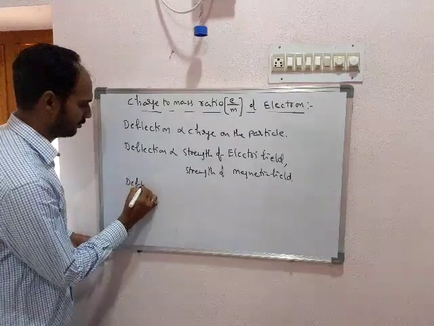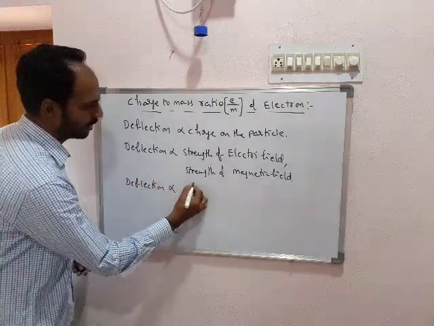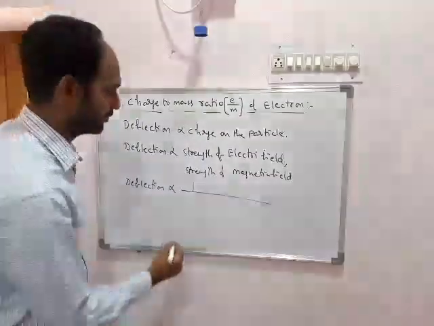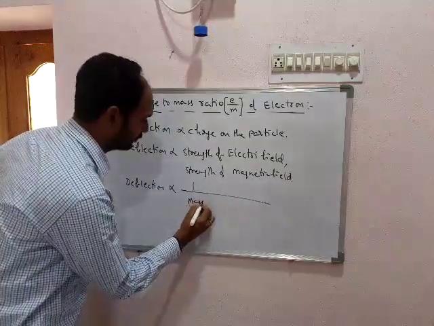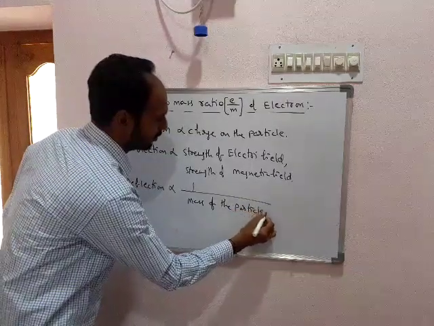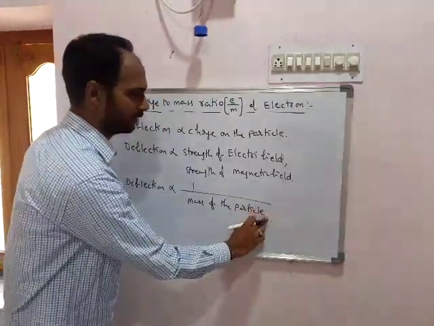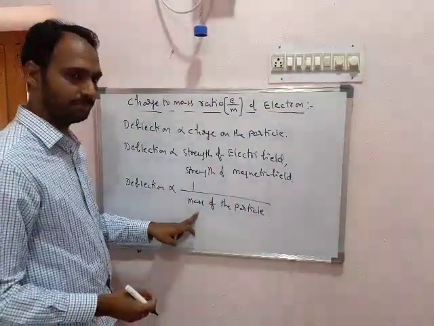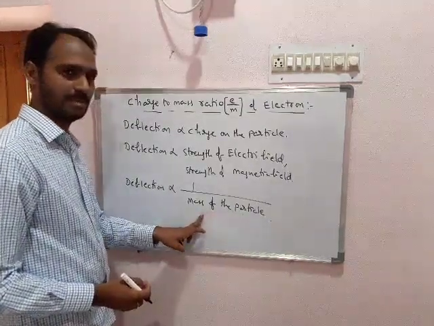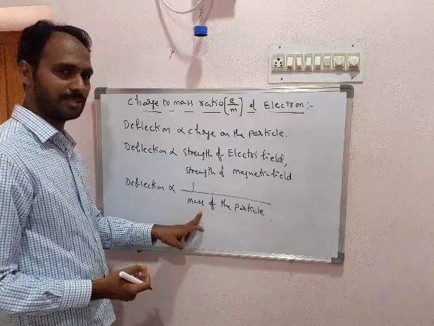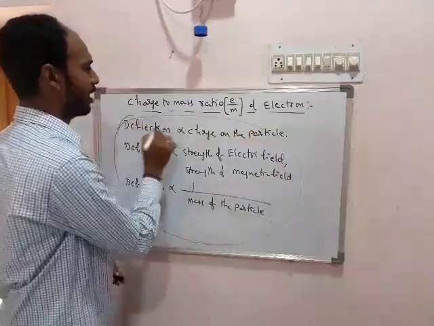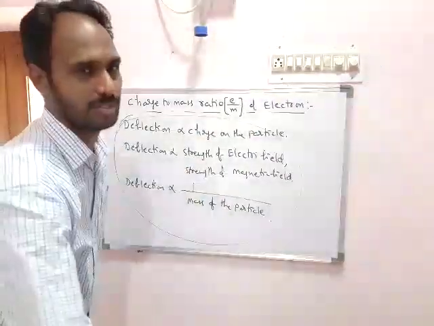Like the third observation, the deflection of the charged particles, that is cathode rays, is inversely proportional to the mass of the particles. If the mass of the particle is higher, the deflection will be less. If the particle is lighter, the deflection will be more. So these are the conclusions made by J.J. Thomson from his observations.